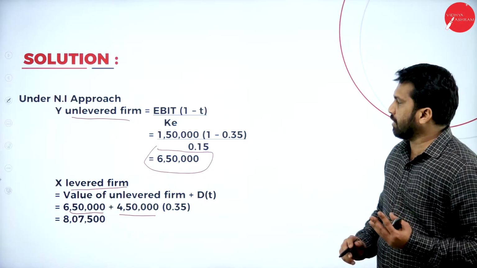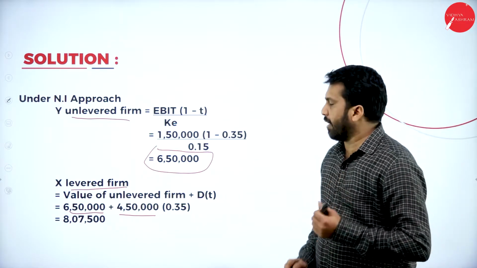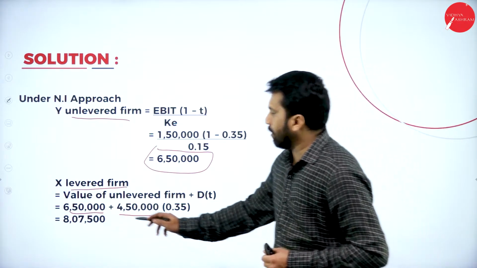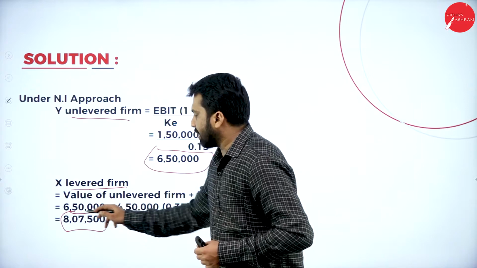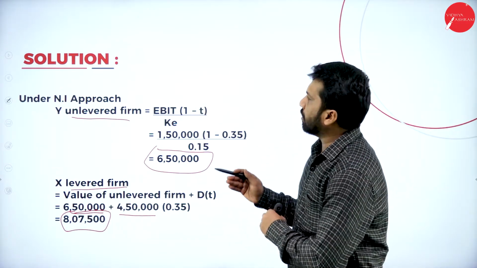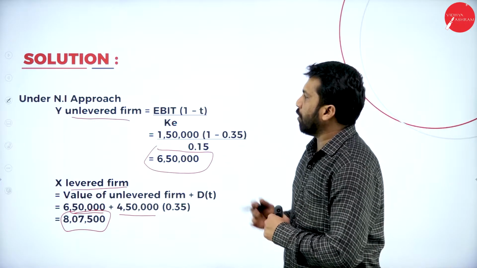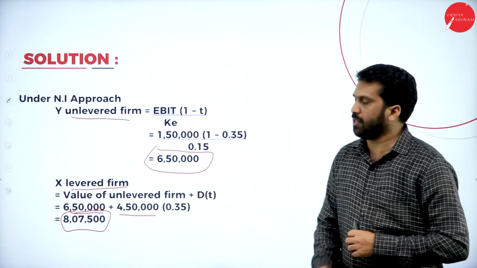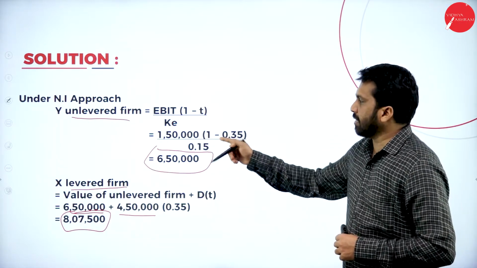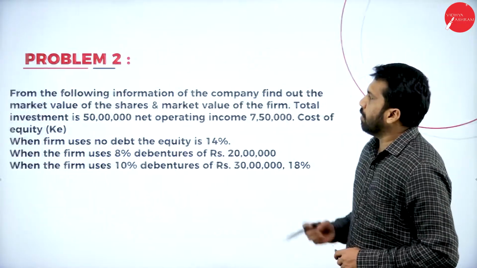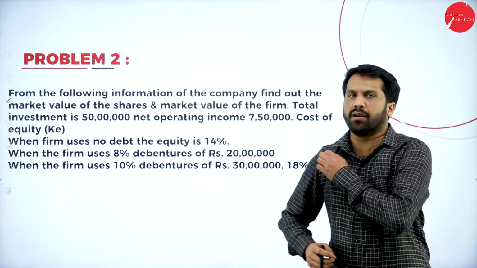What is the percentage? 0.35. If you calculate your tax, you will get 8,07,500. Hope you are clear. So this is all your calculation under the NI approach for Y, unlevered form, and X, levered form. Levered form means they have debenture; unlevered means they don't have debenture. Hope you are clear. Yes. Now we'll go for problem number 2.